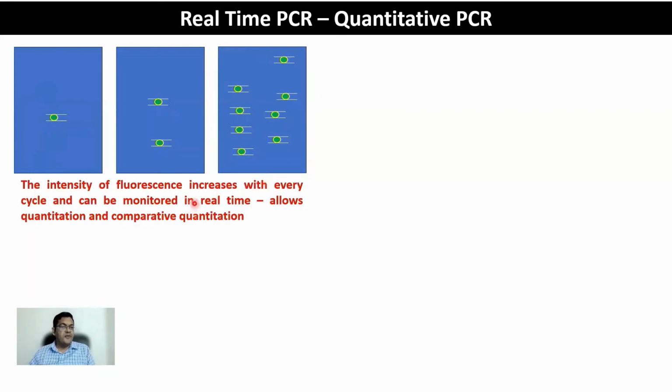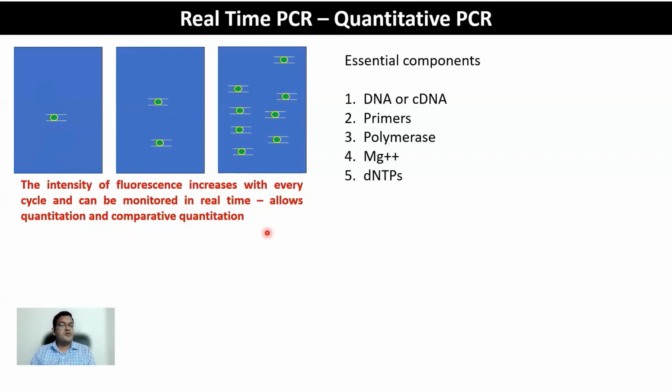So the intensity of fluorescence increases with every cycle and can be monitored in real time, which allows for quantitation and comparative quantitation of DNA. So if you have two different samples with different concentrations of DNA, their comparison can be done. One can also find out the initial difference in the amount of DNA present in the two samples by using real-time PCR.